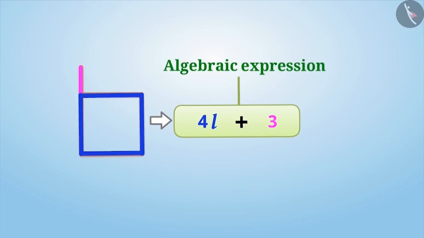Expressions are made of parts consisting of numbers and variables, such as 4L and 3, which are separated by the plus or the minus sign. These are called terms of the expression.